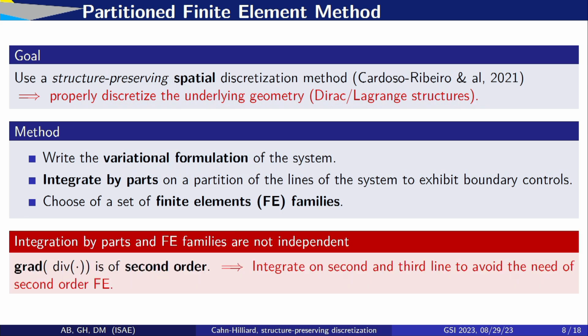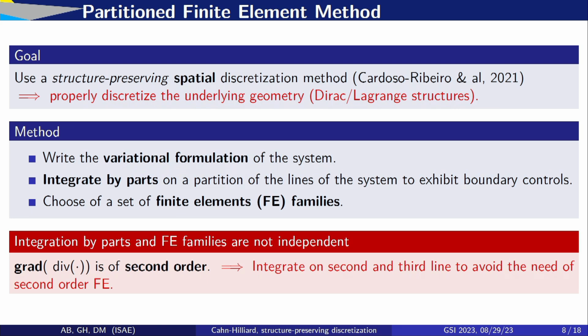Okay. An important part is that the finite element families and the integration by parts are not independent. Because for instance, the grad div is a second order operator. So if you integrate by parts one time this operator, you get some kind of div times div in your matrices, which allows you to use H div finite elements. Whereas if you keep it this way, it's second order, so you have to use H2 finite elements.